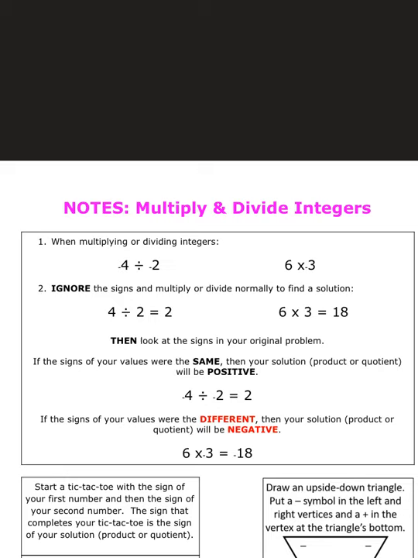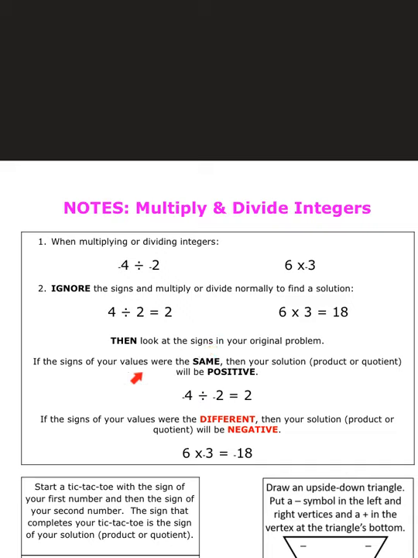Multiplying and dividing integers. When you're multiplying or dividing integers, for example, -4 divided by -2 or 6 times -3, you need to ignore the signs and multiply or divide normally to find a solution. So if we take the numbers without the signs, 4 divided by 2 would give you 2, or 6 times 3, that's going to equal 18.